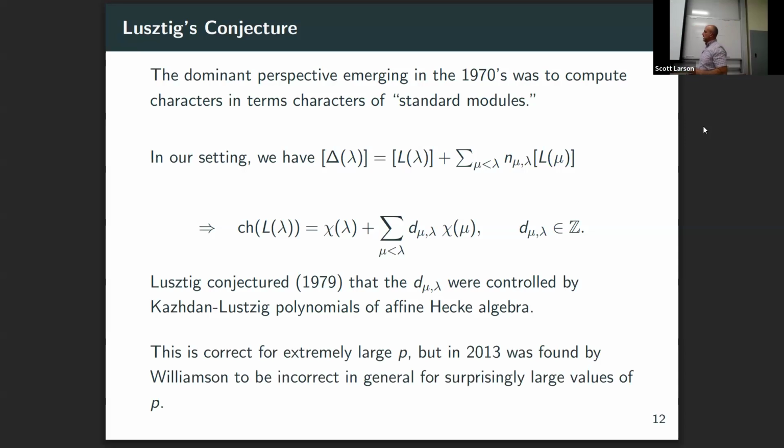Well, it turned out that his conjecture was correct for extremely large p, but in 2013, Geordie found it to be incorrect for surprisingly large p. You're going, what in the world? What's the difference? How big is extremely large? It's somewhere north of surprisingly large. There are counterexamples in characteristics so big that it irreparably breaks the conjecture. The bounds you're going to have to settle for are going to be too big in general relative to the data of G. But there is a bound for any group, after which Lusztig is right. So, depending on your perspective, Lusztig was right or he was wrong. But ultimately, we needed something else.